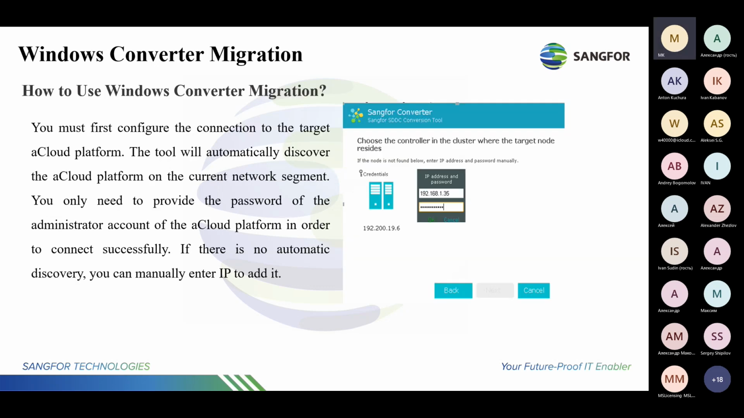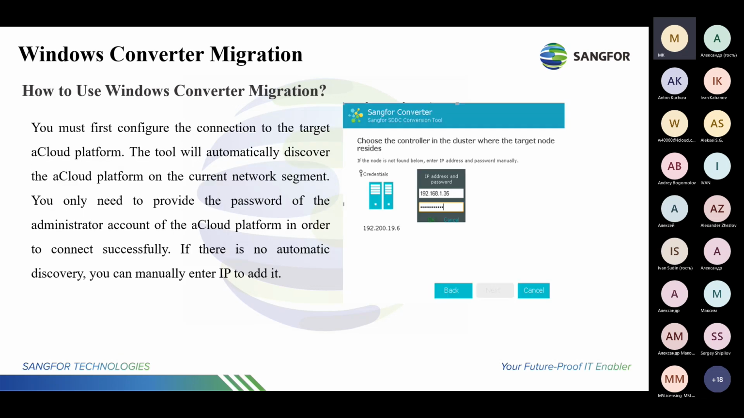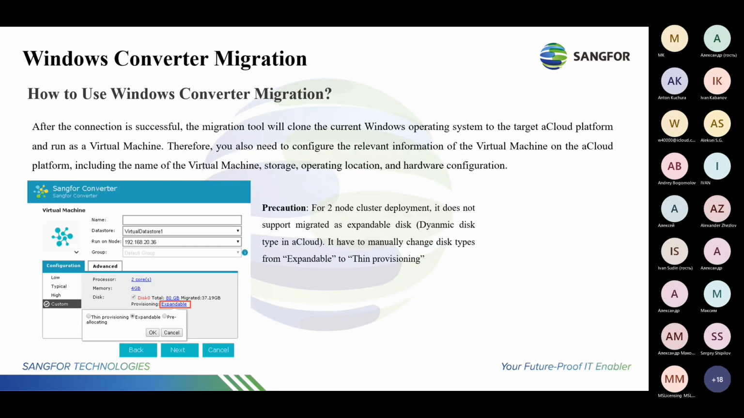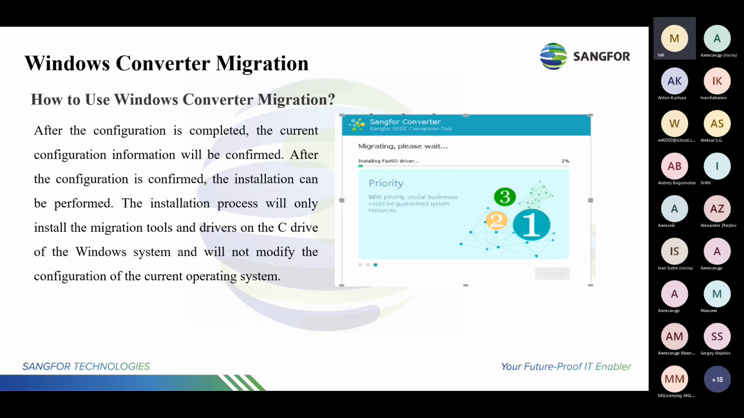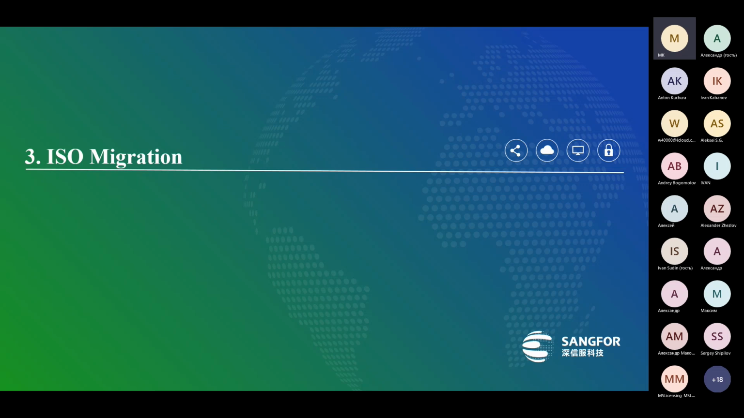It's just a connectivity matter. So maybe for non-critical VMs, you can still use this method. From the source, you set up all these parameters, and once done, you install the necessary tool, and after that, from the HCI, you initiate the task. Then the second one will be the ISO migration.